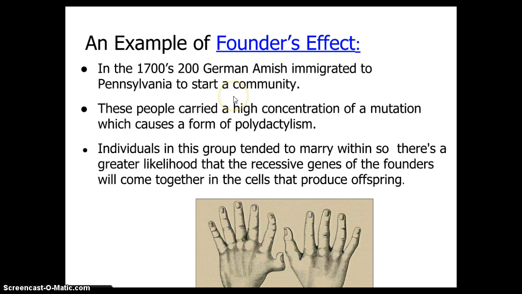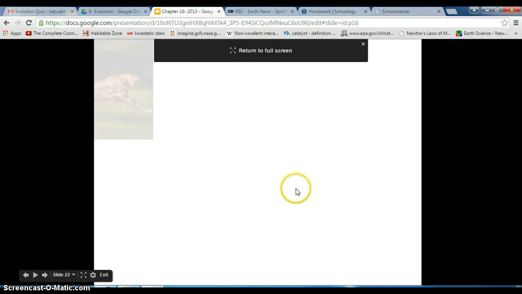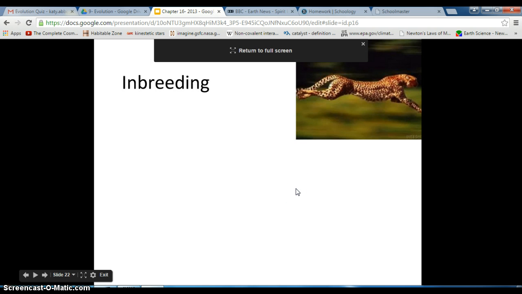200 German Amish immigrated to Pennsylvania to start a community, and those people carried a pretty high concentration of mutations for polydactylism. So individuals in this group tended to marry each other because there weren't that many of them, and there was a higher likelihood of having polydactylism within these people. Bottleneck effect is similar, where the population crashes and then comes back.